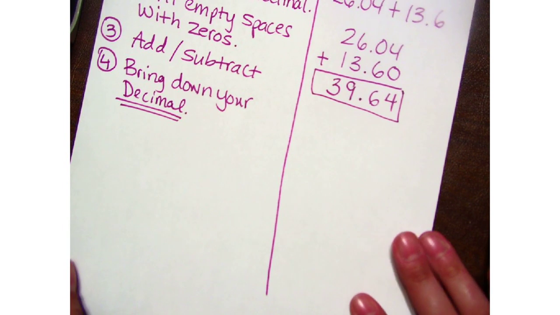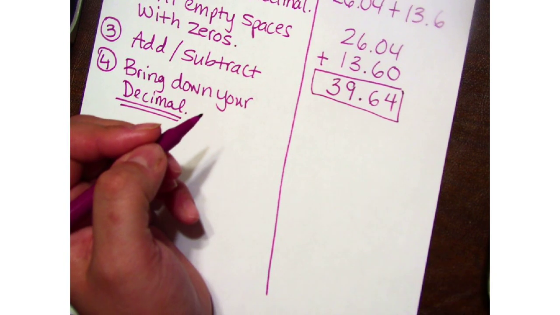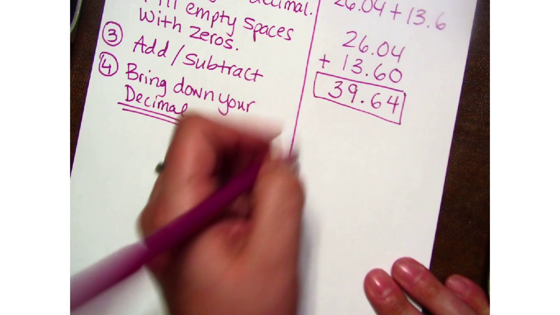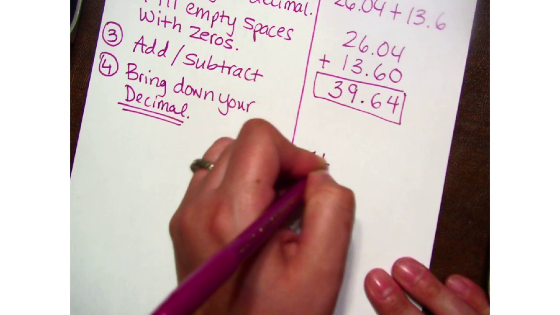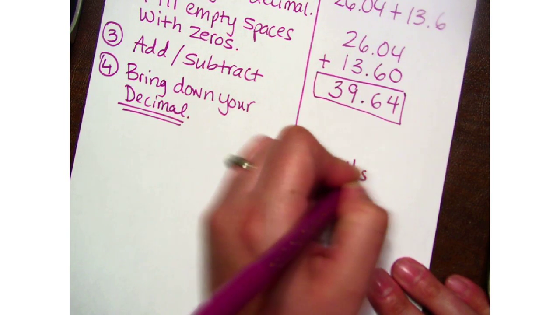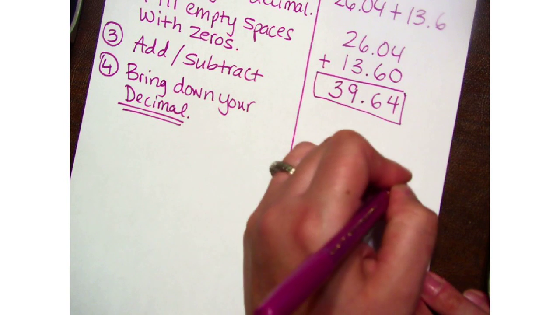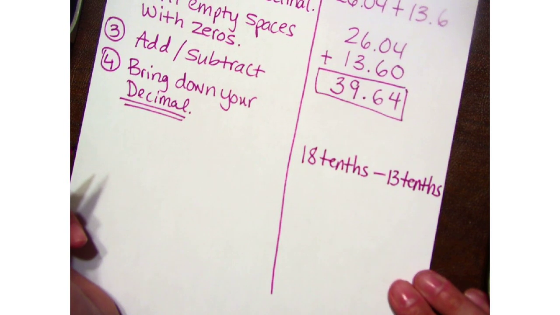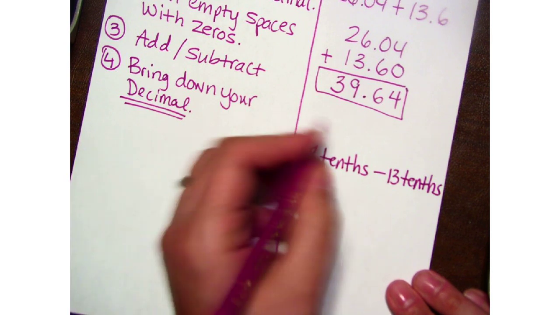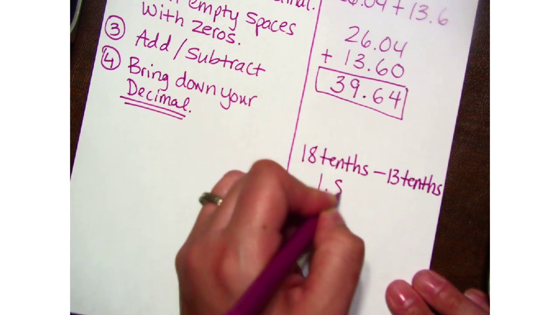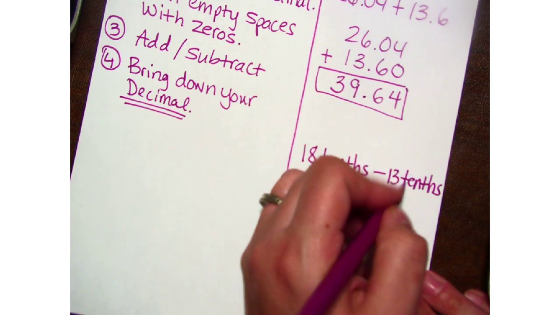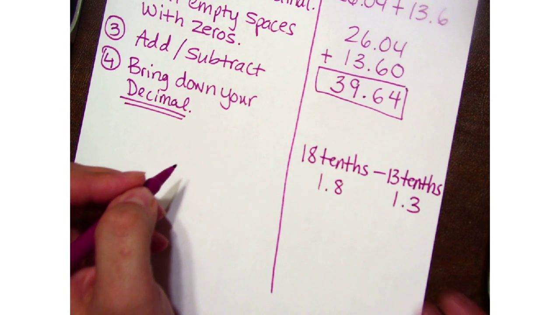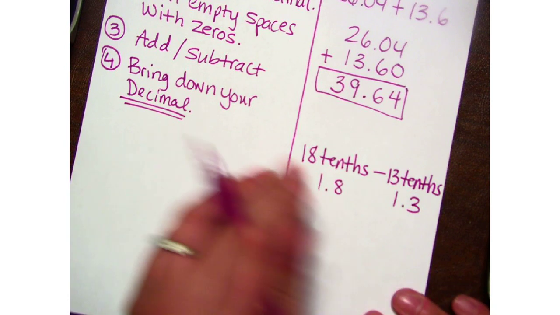Sometimes you're going to see problems where they're going to give you something in either word form or in a unit form like this. If you had 18/10 minus 13/10, the first thing that you're going to need to do is write this in decimal form. 18/10 looks like 1.8. 13/10 looks like 1.3.